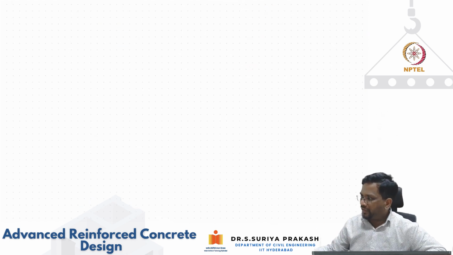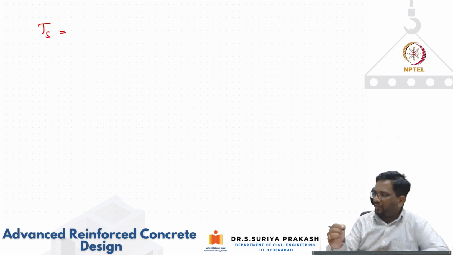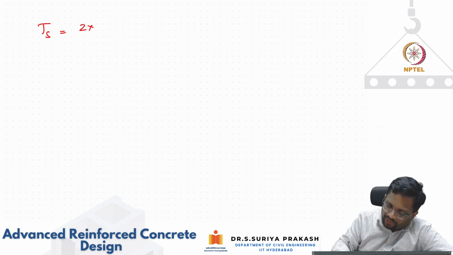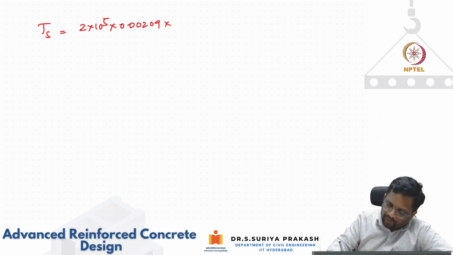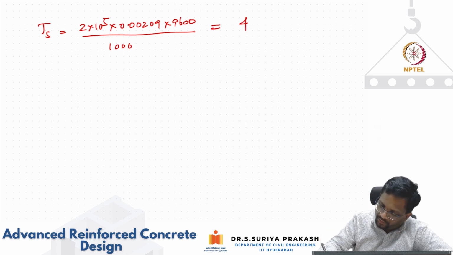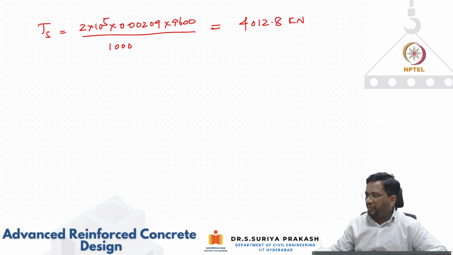Now what is it that we're getting? So it is over reinforced. So the tension force can be calculated as, now the strain in the steel has not reached yielding. It's still within the elastic limit. So stress is going to be 2 into 10 to the power 5, which is the elastic modulus, right? Multiplied by 0.00209 and multiplied by the area of steel, which is 9,600, divided by 1000 to get the force in kilonewton. If you do that, you get a force of 4012.8 kilonewton.